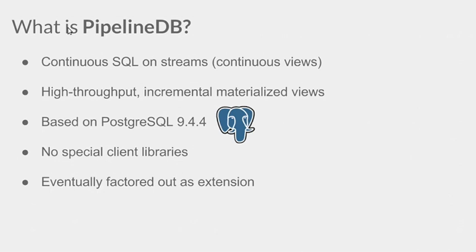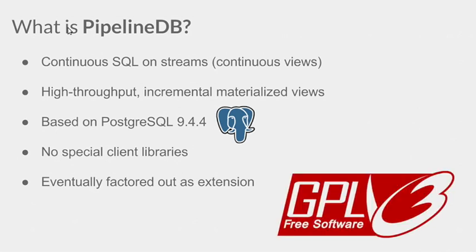So right now it's a fork of the Postgres core, but almost all of our code at this point has been factored out. So in the medium and certainly our long-term intention is to completely factor out PipelineDB as a standalone extension of PostgreSQL. And of course, the product's free and open source. It's licensed under the GPL v3.